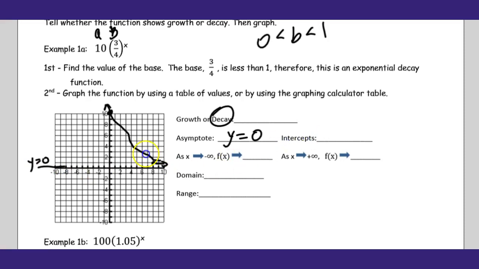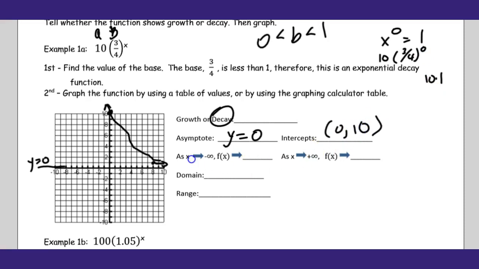The intercepts, guys, well, we have this intercept right here. The intercept is easy to find. Think about it. If you remember the rule, anything raised to the 0 power is always 1. So if I went 10 times 3/4 raised to the 0, the x value is 0, and then the y value would be what I get as my answer. So 3/4 to the 0 power is 1, so that's 10 times 1, which is 10. All right, that's my y-intercept.